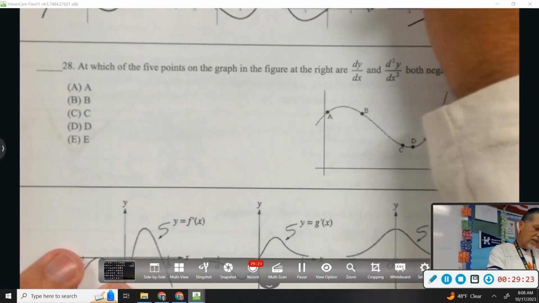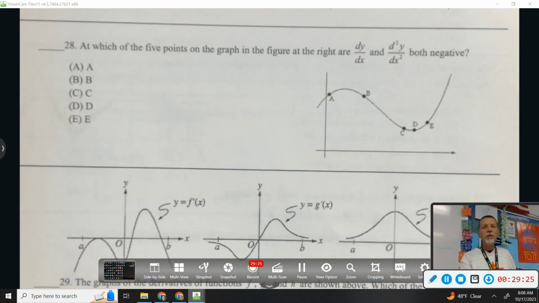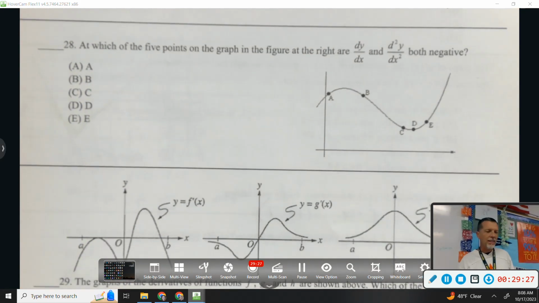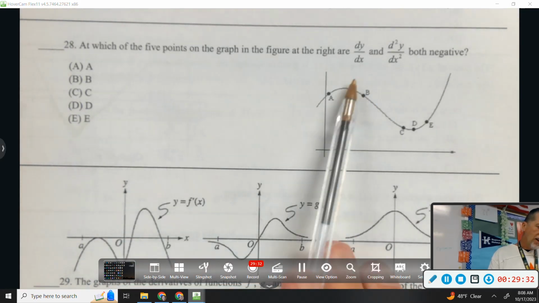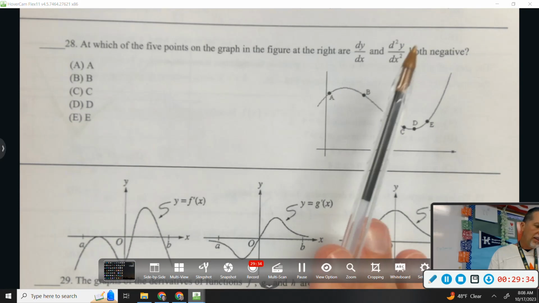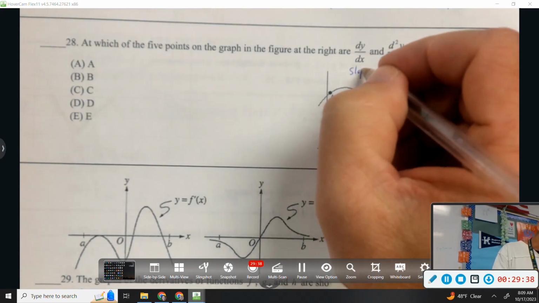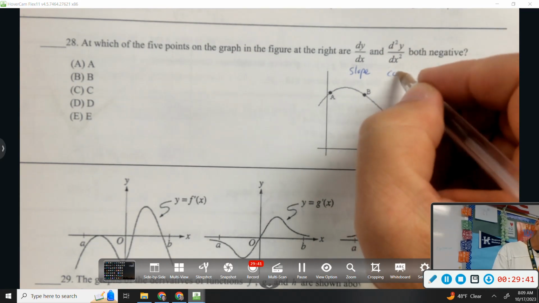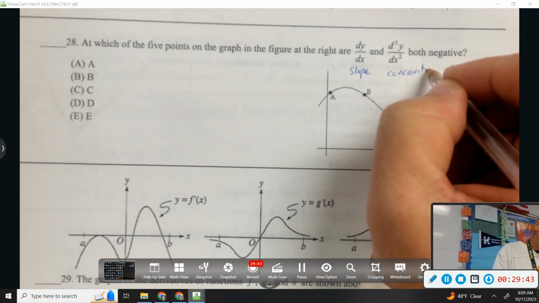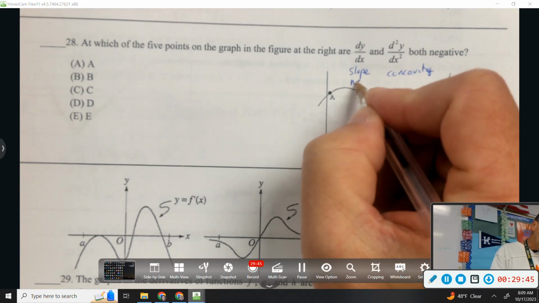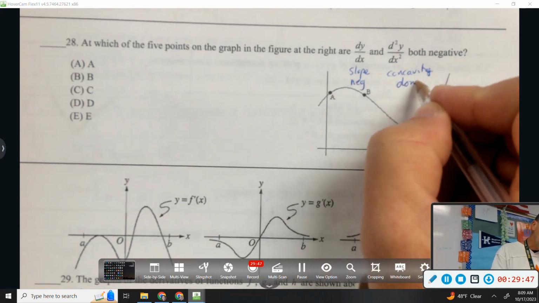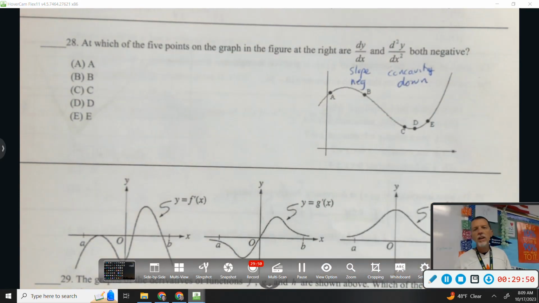Number 28. Oh, there's one like 28 on the test. It's not worded like this, but it's that same idea. At which of the points on the graph are dy dx and the second derivative both negative? Well, dy dx is the slope, and the second derivative is the concavity. So I want slope to be negative, and I want to be concave down. So which of those points are concave down and negative slope?